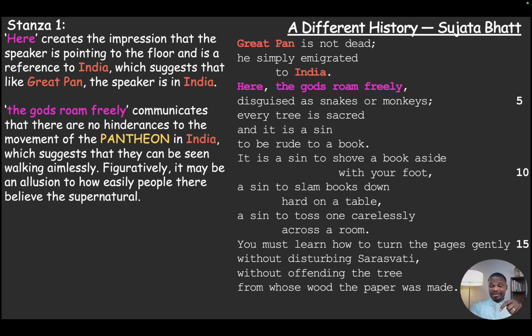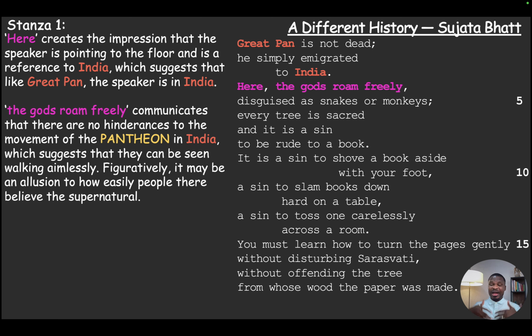And we see that in the next line, the line that says here, the gods roam freely. So that attests to the fact that in India, unlike in Europe, the gods are still respected. Now, here is a deictic expression, where the speaker is pointing to this place where he is. It's a reference to India. And that suggests that, like Great Pan, the speaker also is in India.